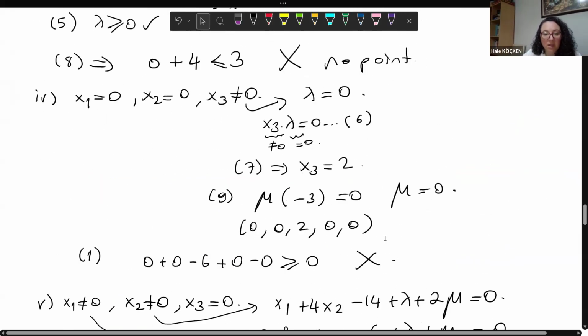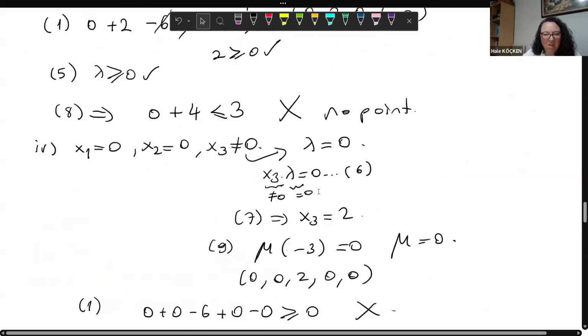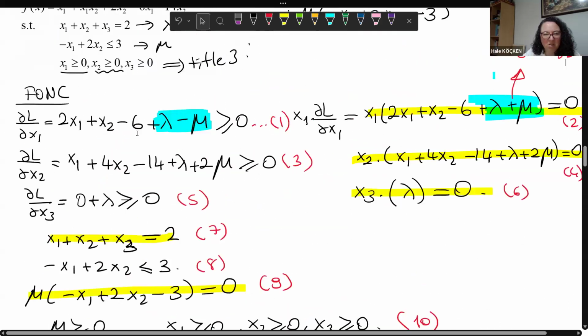Okay, maybe I can check only whether my candidate point is satisfied or not. What is my candidate point? It's candidate point 1 over 3, 5 over 3, 0, 1 over 3, and 10 over 3. But I use this one is satisfied. Again, it will satisfy all the inequalities.